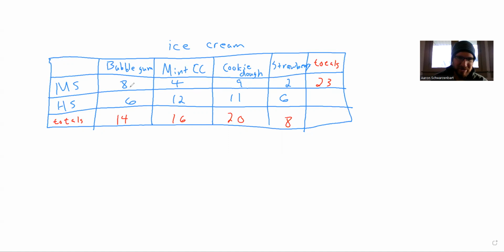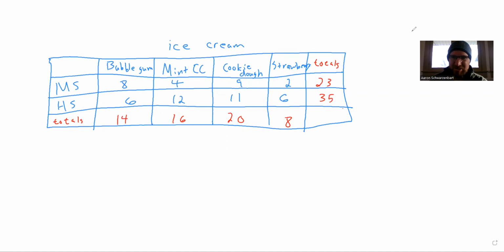So the vertical ones we call columns. So bubblegum is a column, mint chocolate chip is a column. Middle school and high school we call rows, or the horizontals get called rows. So here I've got 6 plus 12 is 18, plus 6 is 24, plus 11 is 35. I just did that order because I thought it was easier to add the 6 in the order that I did it in.